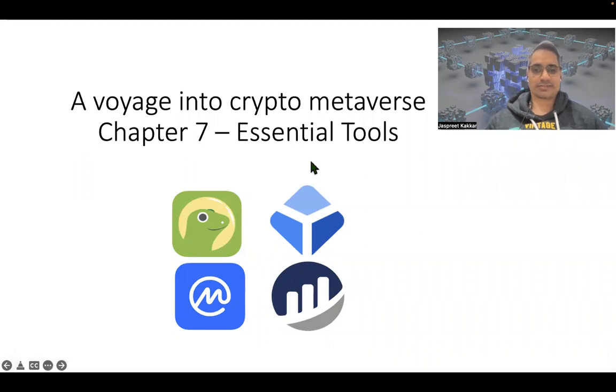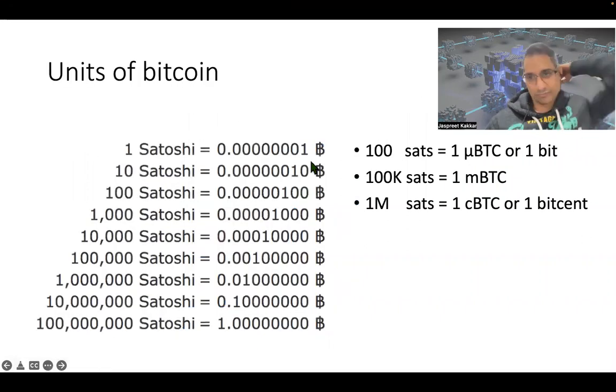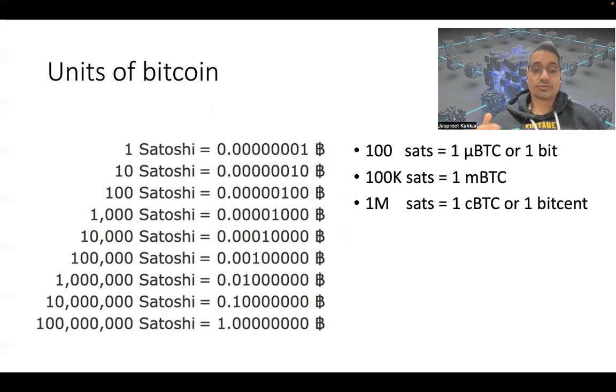So first of all, let's talk about the units of Bitcoin. Why do you need to understand units of Bitcoin? Because when you transact on the Bitcoin network or even when you trade on certain exchanges, you need to understand the smallest units of Bitcoin and how to break Bitcoin up into smaller pieces so that you can transact. Actually, you don't need to hold one full Bitcoin. You can hold a fraction of a Bitcoin.